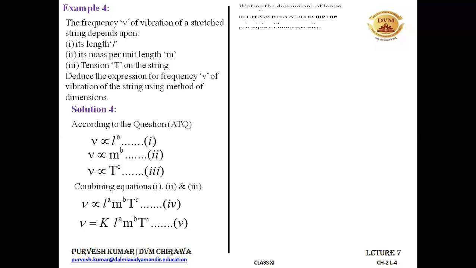So that's what we have done. We have written the dimensions for nu, that is T to the minus 1. Nu is frequency, so its dimension is T to the minus 1. The dimension for L will be capital L only, and for m it is M by L, because it is mass per unit length. And tension is some kind of force, so it is M L T to the minus 2. So in place of nu, I have written T to the minus 1.